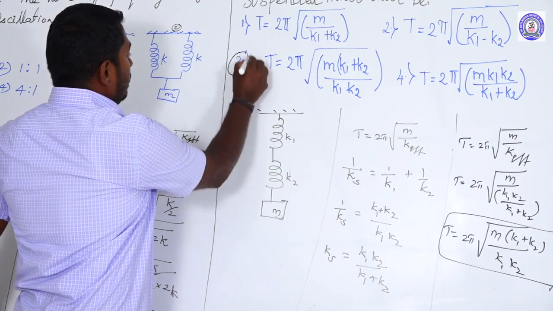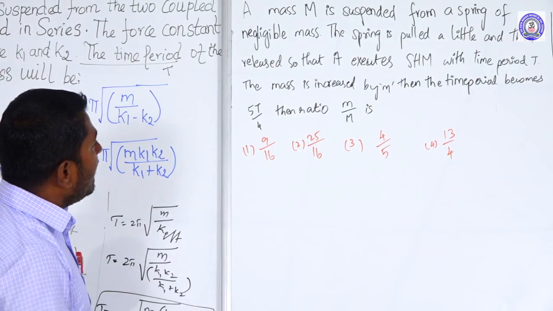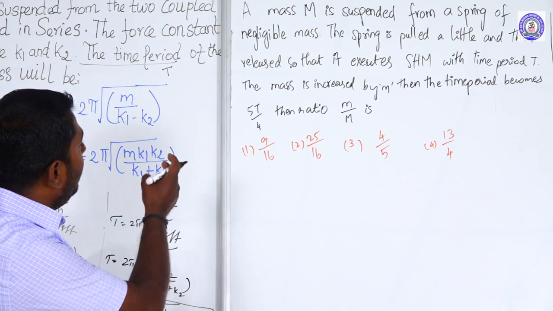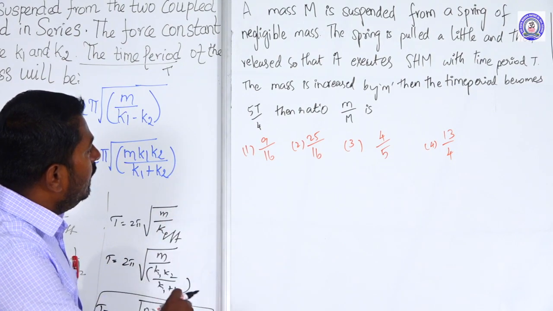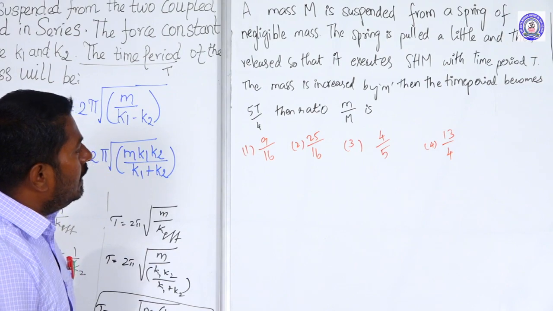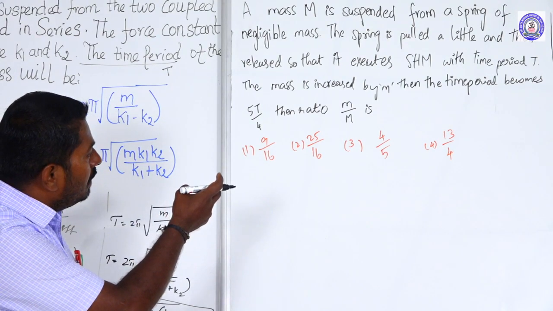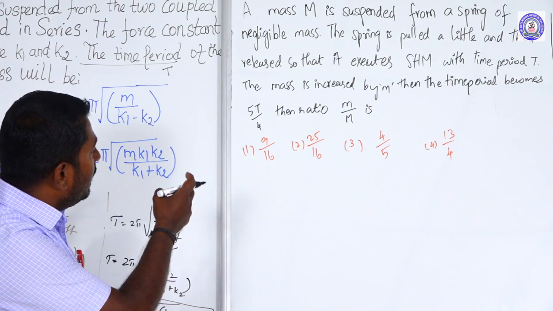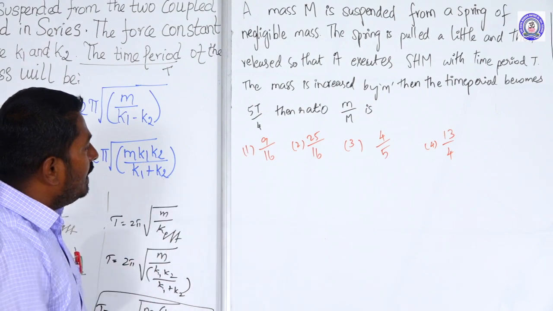Right choice, third. So next question. A mass capital M is suspended from a spring of negligible mass. Then the spring is pulled a little and then released so that it executes simple harmonic motion with time period T. Then the mass is increased by small m, and the time period becomes 5T divided by 4. Then find the ratio of small mass to capital mass.